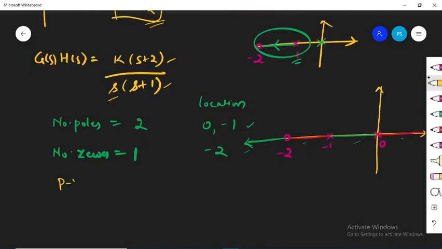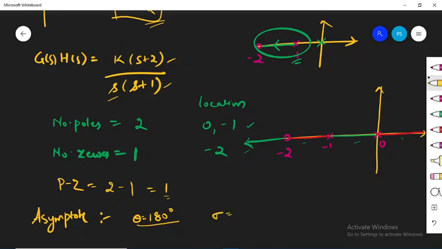Fine. Now, the next step is to find the value of P minus Z. Here we have two poles and one zero, so P minus Z is equal to 1, which means an asymptote will be there. And what will be the angle? For P minus Z equal to 1, the angle of the asymptote will be 180 degrees, as we already saw in the previous example. And now for the asymptote, we also want to know the centroid.